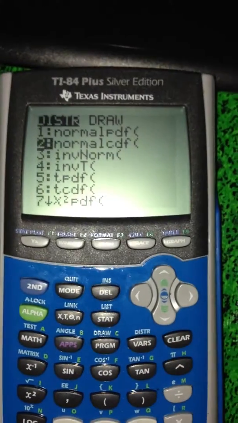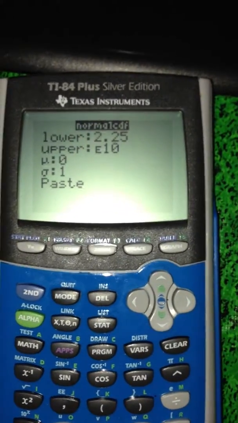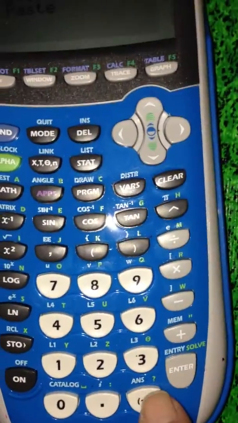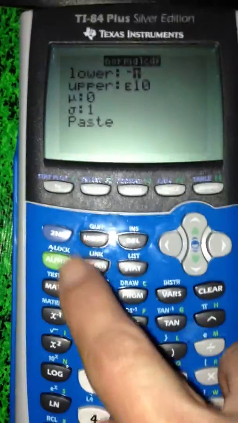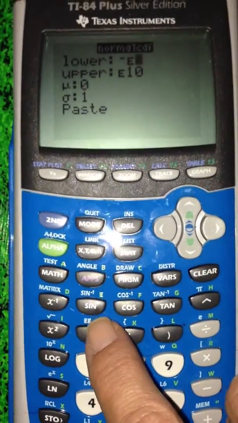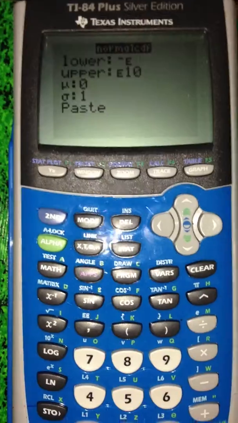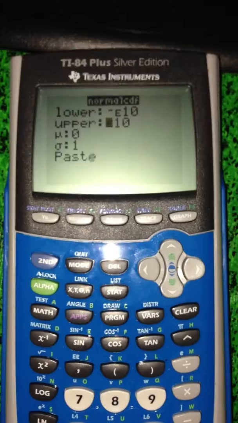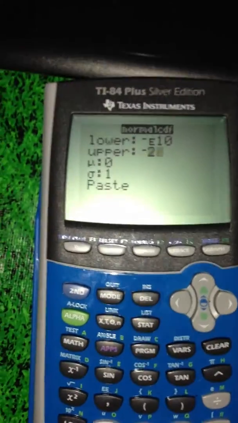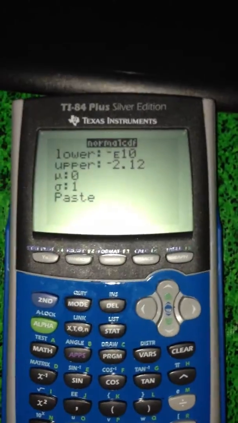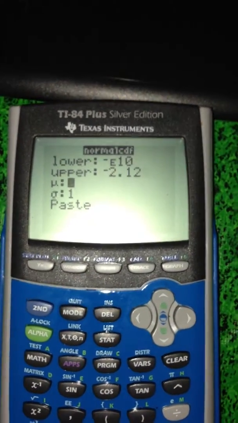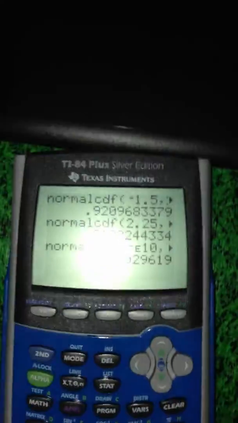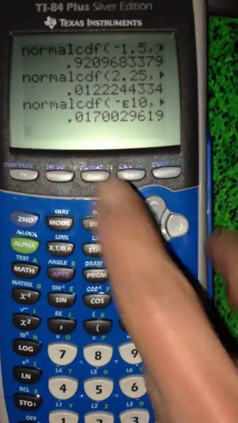So I'm going to do the distributions menu, the CDF, and now I'm coming from negative infinity, so I'm going to do the negative sign, right down there is the negative sign, and then second function, and then the comma key, and then I'm going to do 10, because that's negative 1 times e to the 10th. And then my upper bound this time is a negative 2.12. So now I've gone from negative infinity up to that bound, still a standard normal, enter it in, and that would be the probability that I have.